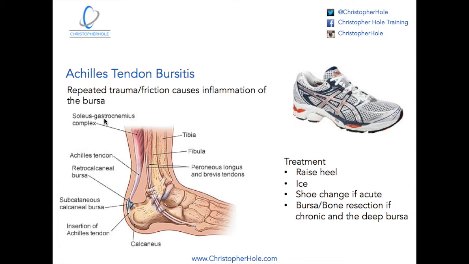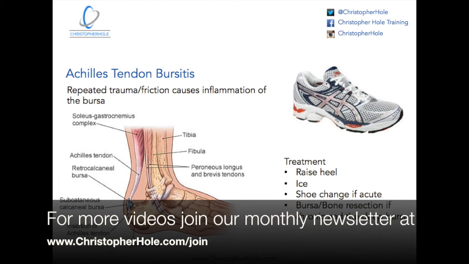So first of all, what is Achilles tendon bursitis? Well, as you can see here, it's repeated trauma or friction that causes inflammation of the bursa. And the bursas are down here. You've got two of them. You've got a subcutaneous calcaneal bursa, which goes between the skin and the Achilles tendon. And then you've got the retrocalcaneal bursa, which goes between the calcaneal bone and the Achilles tendon.